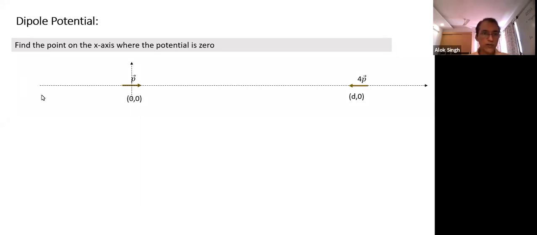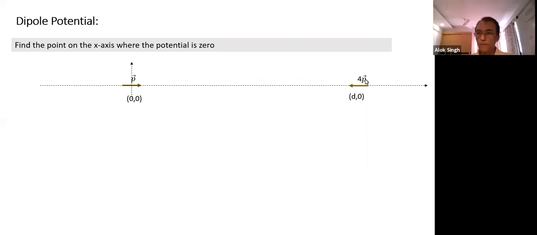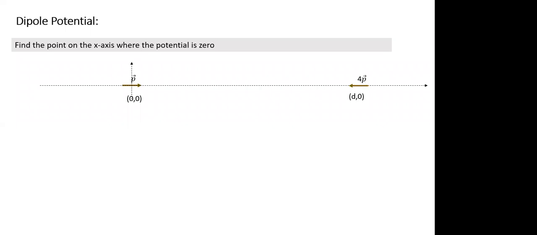This is one region. This is x less than 0. Then x is between 0 and d, and x is greater than d. Tell me which region we take first: here, x is less than 0. Potential due to P, is it positive or negative? Negative. And potential due to 4P, positive or negative?